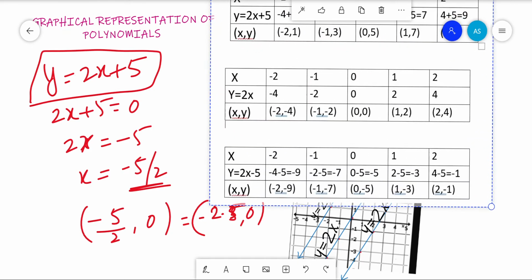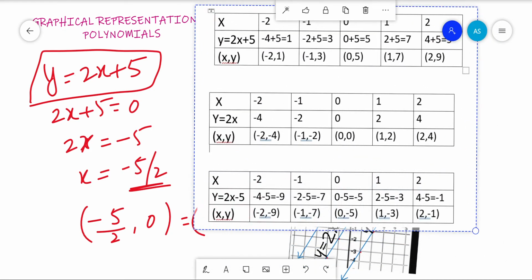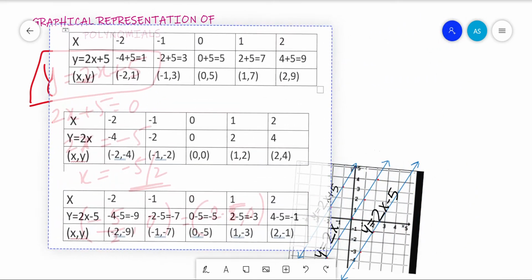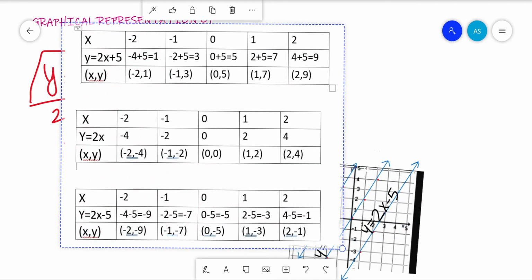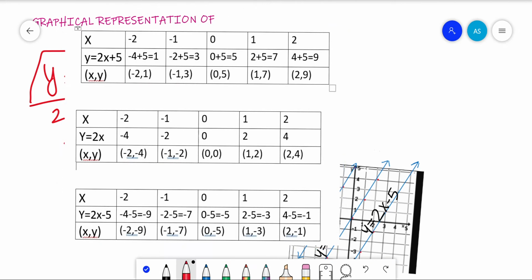Consider three linear polynomials. First, y = 2x + 5. Consider the x values -2, -1, 0, 1, 2, and then find the respective y values. So y = -4 + 5 = 1, and the (x, y) coordinate is (-2, 1). Like that you have to identify the points.